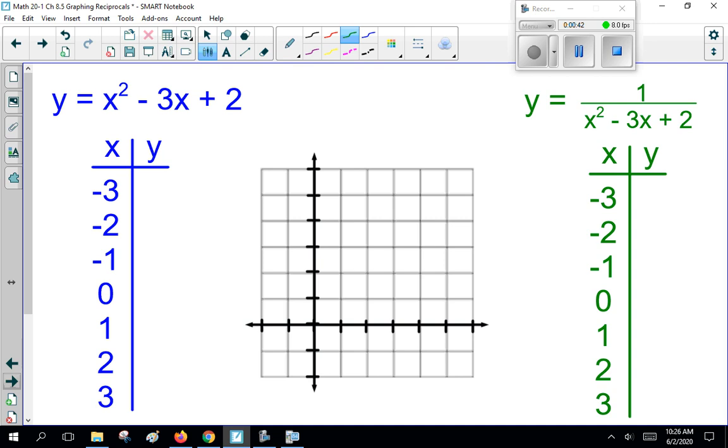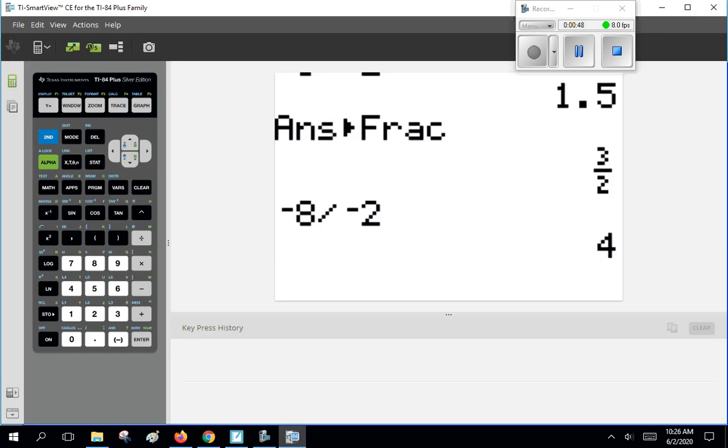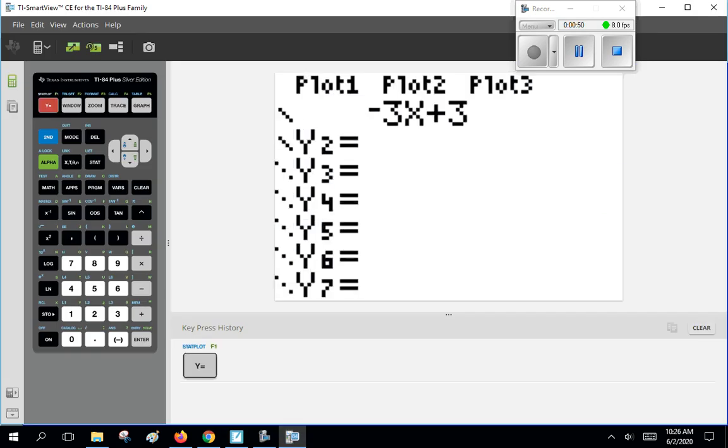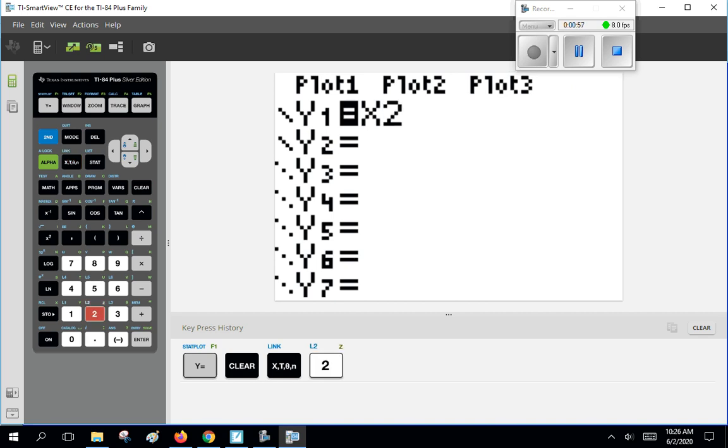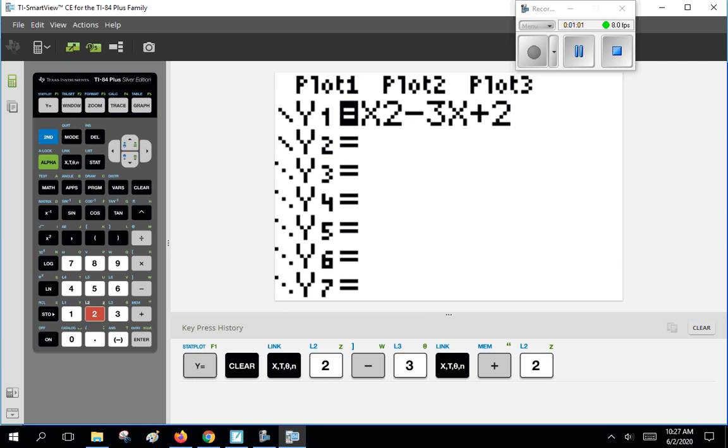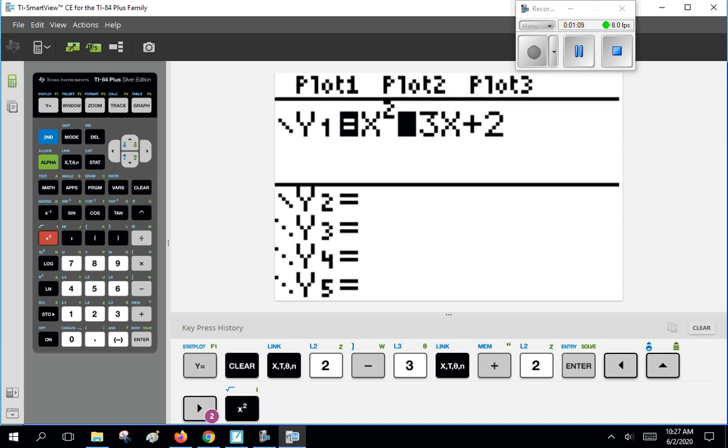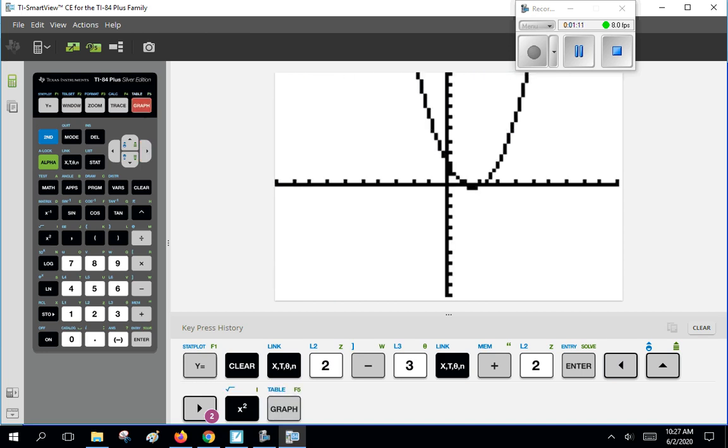Now, can you graph that without my help? Yes, you can. I've done this for a long time. By now, you're all going y equals x squared minus 3x plus 2. Graph it, and we get something like that.